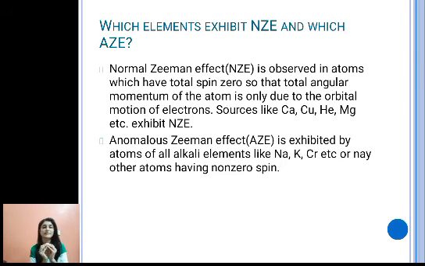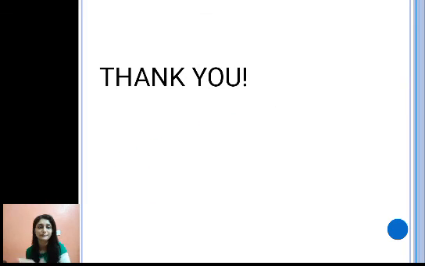The anomalous Zeeman effect is exhibited by atoms of alkali elements like sodium, potassium, chromium, etc., and any other atoms having non-zero spin. So this is an important difference between the normal and anomalous Zeeman effect: the normal Zeeman effect is observed for elements with total spin 0, and the anomalous Zeeman effect is observed for elements with non-zero spin. You can remember the examples, and also remember the third difference, that the normal Zeeman effect takes place in a strong magnetic field and the anomalous Zeeman effect takes place in a weak magnetic field. So that is about the Zeeman effect, normal and anomalous. Thank you so much.